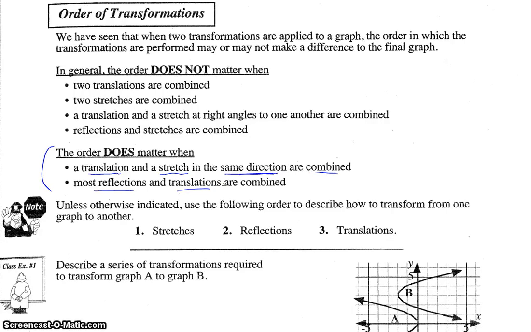Now unless otherwise indicated, if you're just given an equation and you're asked to draw the graph, the order in which you would do these transformations is as follows: stretches, reflections, translations. And I mentioned this in a previous video. How do you remember that order? Think of the word sort. Ignore the O. Stretch, reflect, translate. Sort it out. What order do you do it in? Sort it out. Okay, so let's look at example one.